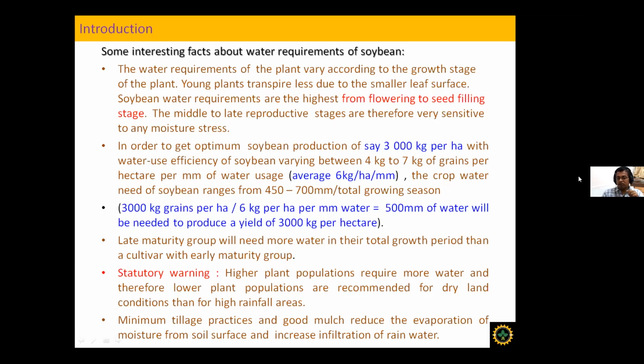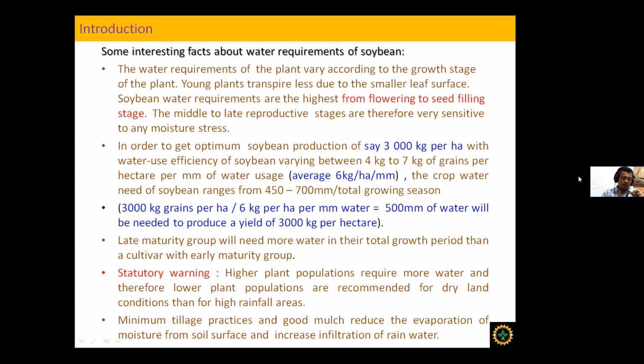The crop water need of the soybean ranges from 450 to 700 mm per total growing season. Looking at a small calculation, you can say that 3,000 kg grains per hectare, or 6 kg per hectare per millimeter of water. This will lead to 500 millimeters of water being needed to produce a yield of, say, what we expect from the crop.